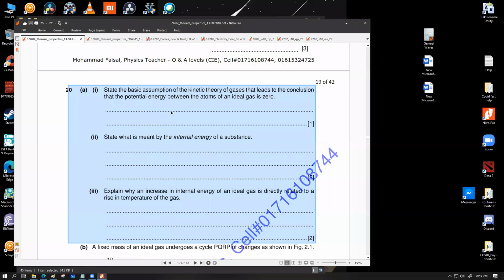So this question, now I'm coming back to this question. State the basic assumption of the kinetic theory of gases that leads to the conclusion that the potential energy between the atoms of an ideal gas is zero. That basic assumption is that there is no force that exists between two gas molecules when they are moving in between collisions. So particles are going to only exert force onto each other while they are doing the collisions, because for ideal gas particles, the collisions are considered to be instantaneous.